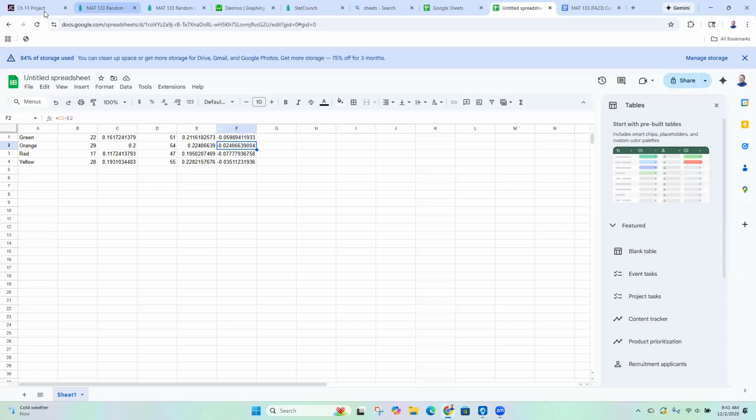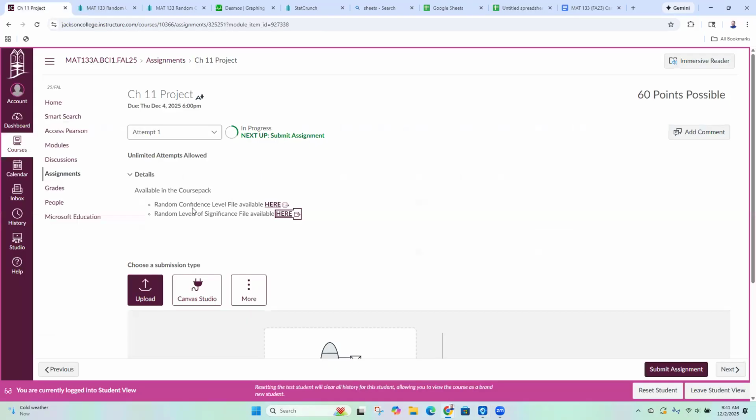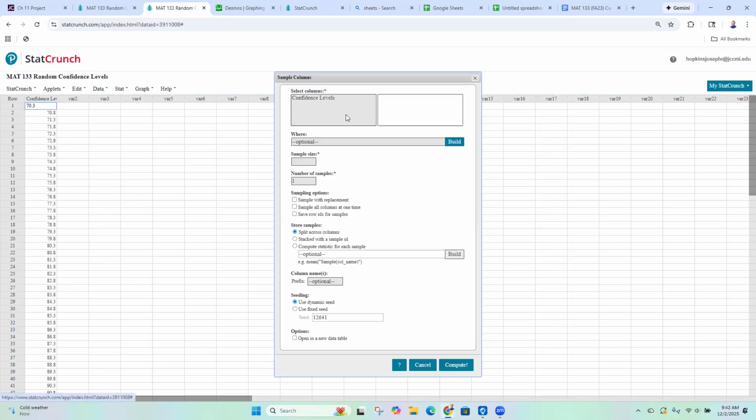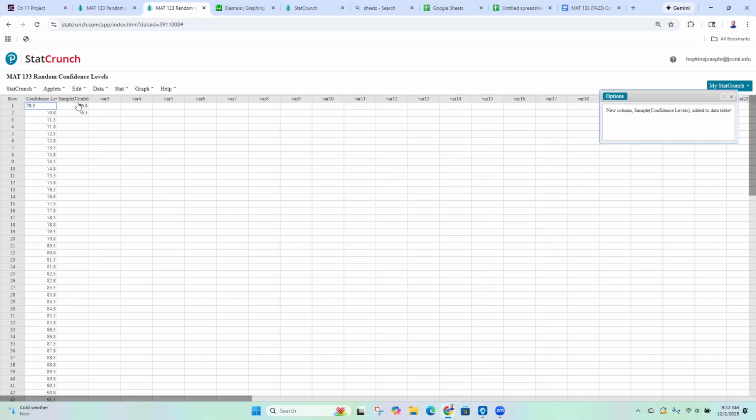So back over here in Canvas, if you click on the Chapter 11 project, there's a link here that'll take you to the StatCrunch random confidence level file, which is going to be this one. So the confidence levels are going to go from 70 all the way up to like 99%. Confidence levels, you'll remember, are large, okay? Like 99%, 95%, 90%, okay? So I need to pick one of these at random, no, two of them. So I'll do data, sample, and then I need to click on that one and I'll do a sample size of 2, hit compute, and it's going to give me two random confidence levels.